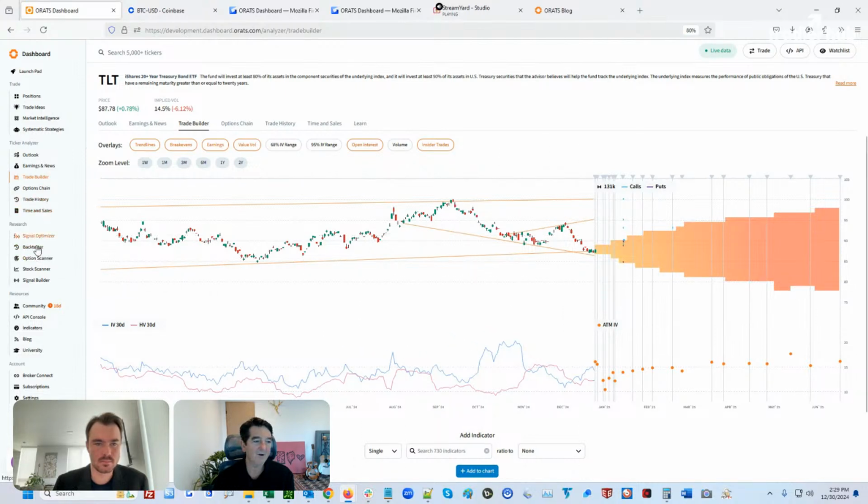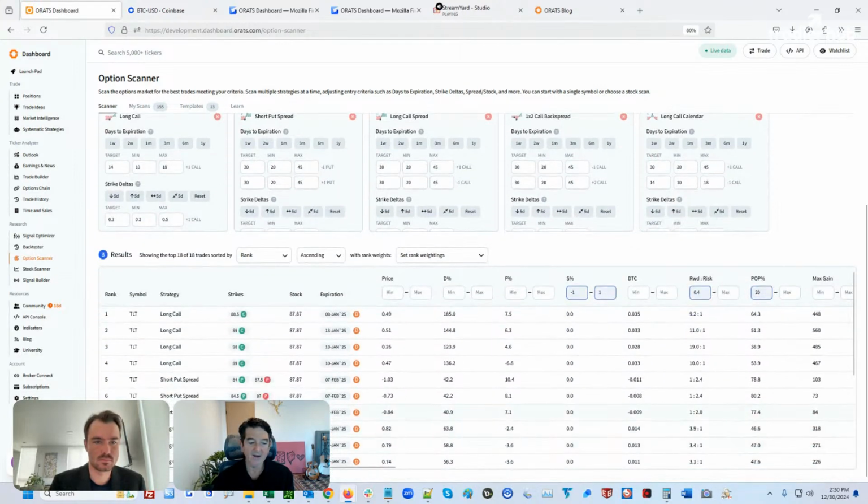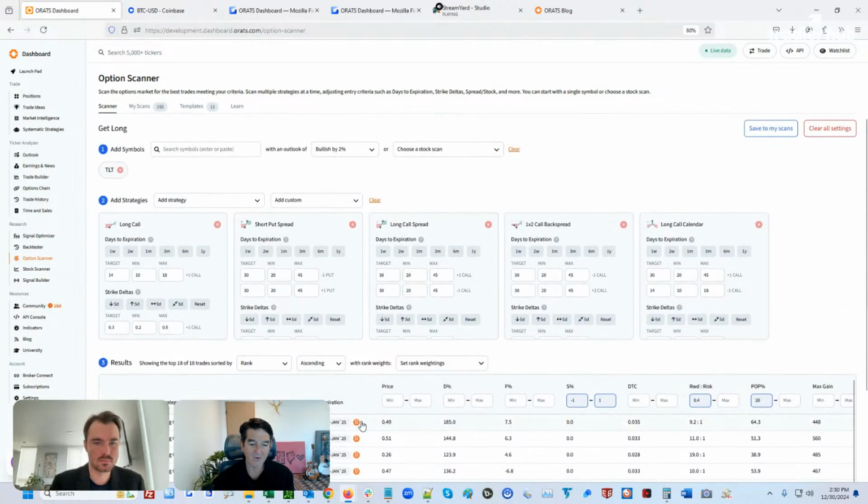Then we would go back to the option scanner, and you have to be careful because the bullishness really gets affected by the days to expiration. You can put in a custom one of 2%, and that tames these distribution percents. But you're not going to get many. Look at the short put spreads that have shown up. That's an interesting trade. I wonder why those weren't there before.